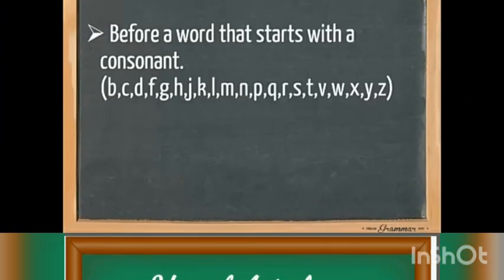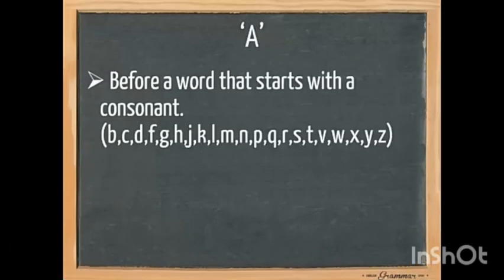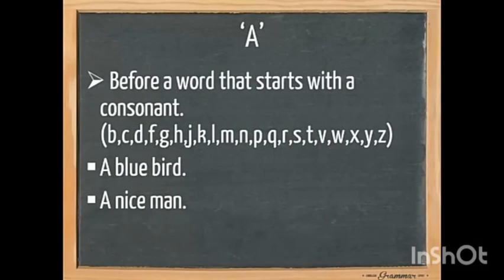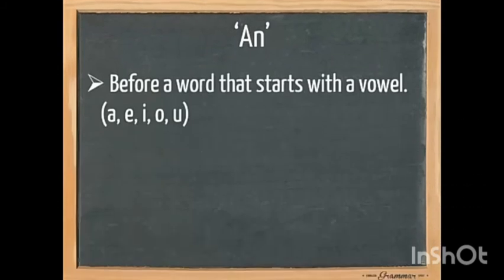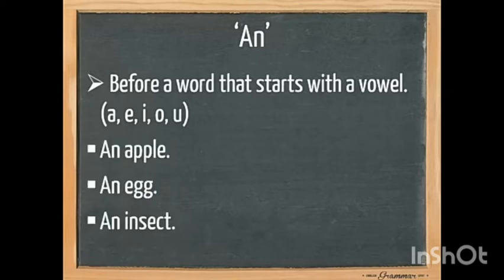First we will see about a. It is used before a word that starts with a consonant. For example, a blue bird, a nice man. Here b and n are consonants. Next, an is used before a word that starts with a vowel, that is a, e, i, o, u. Like an apple, an egg, an insect.